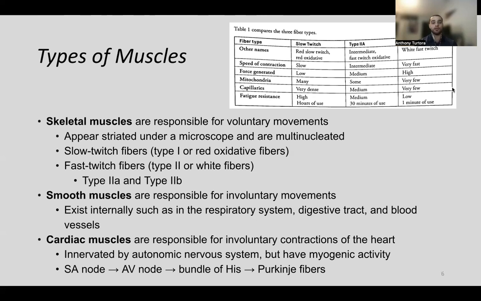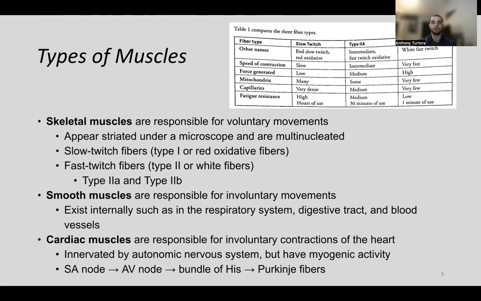Now moving on to smooth muscles, these are responsible for involuntary movements. They exist internally, such as in the respiratory system, digestive tract, blood vessels, and other internal organ systems. Now, moving on to cardiac muscles, these are responsible for involuntary contractions of the heart. They're innervated by the autonomic nervous system, as smooth muscles also are, but they have myogenic activity, which means that they can contract without the input of the nervous system.